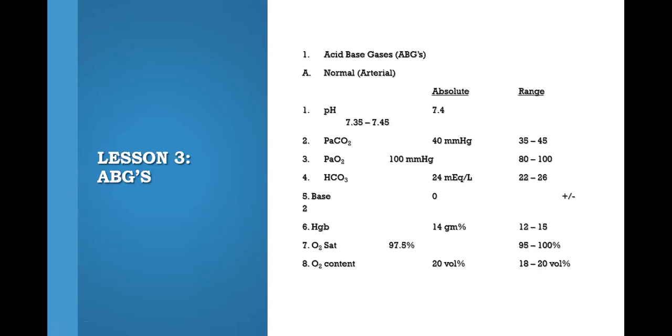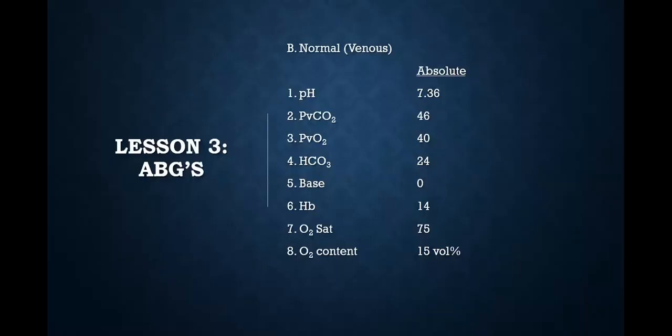Don't forget, if everything is acid, then it's a combined acidosis. If everything is alkaline, it's a combined alkalosis. If the pH is alkaline and everything else is acid, that's a lab error. One of the two has to be going the same way as pH, okay?